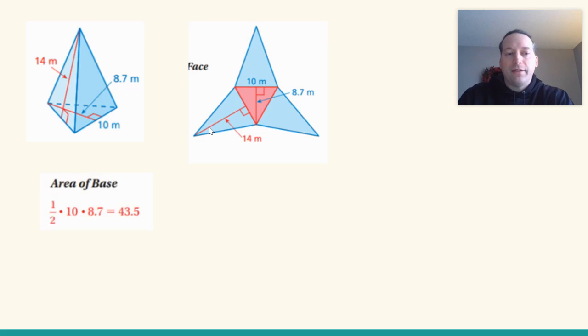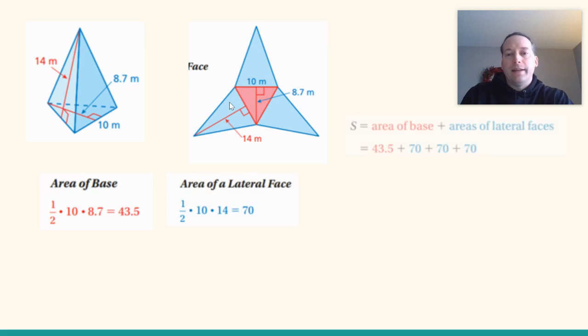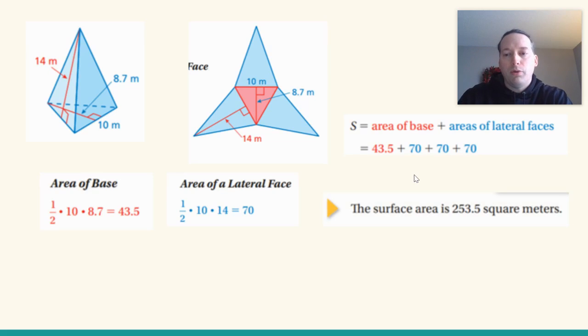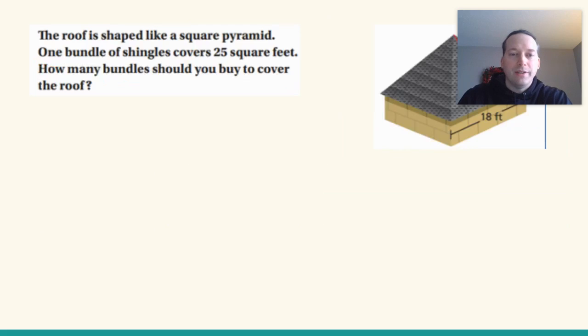So the area of the base, 1/2, 10 times 8.7 is 43.5. This one's going to be 1/2, 10 times 14, which is 70. Now when we add them up, we only have 3 triangles instead of 4 for the lateral faces, so we only add 3 of them. That comes out to be 253.5 square meters. Very nice.